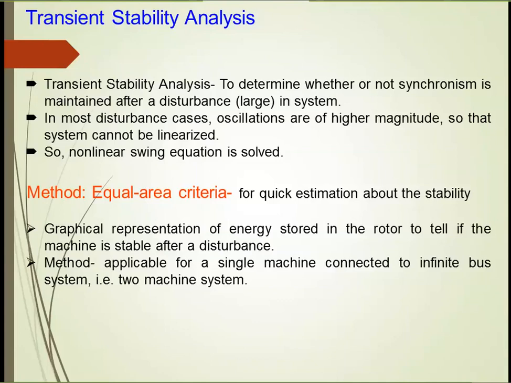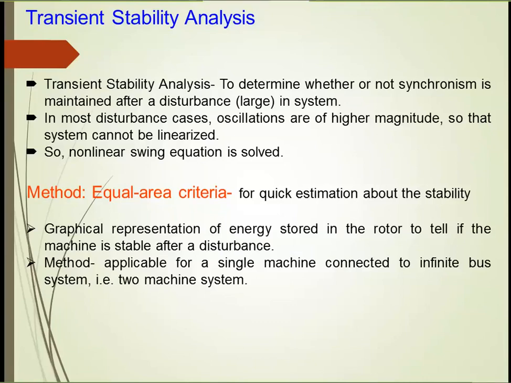So if you want to analyze a 5 machine network, since the method is applicable for a two machine system, then you will say, let's say, generator 1, and the remaining generators 2, 3, 4 and 5 are treated as one large machine. So one large machine comprising generator 2, generator 3, generator 4 and generator 5. This is one large machine with respect to generator 1, which is a smaller machine.